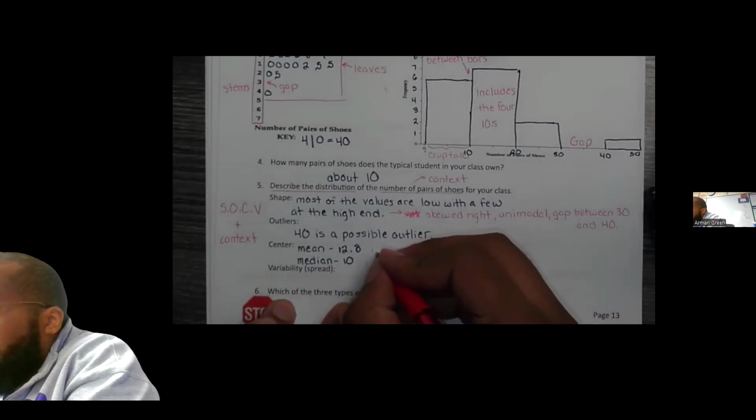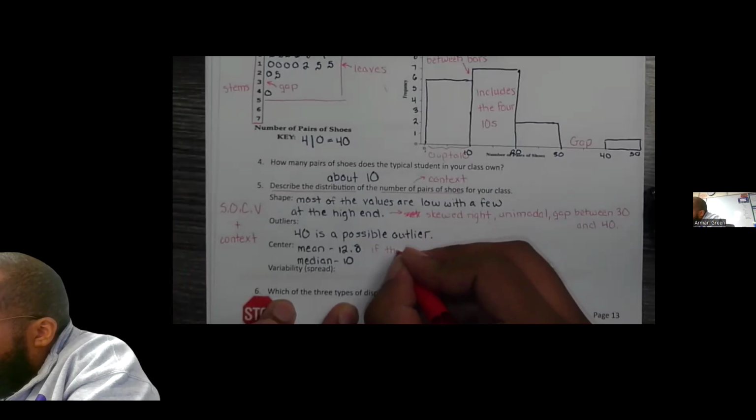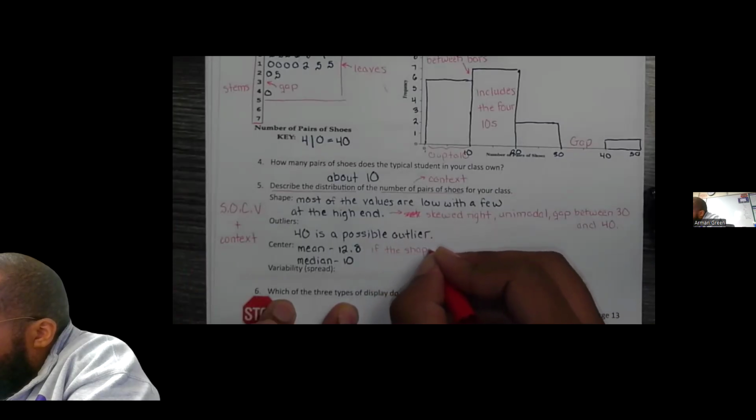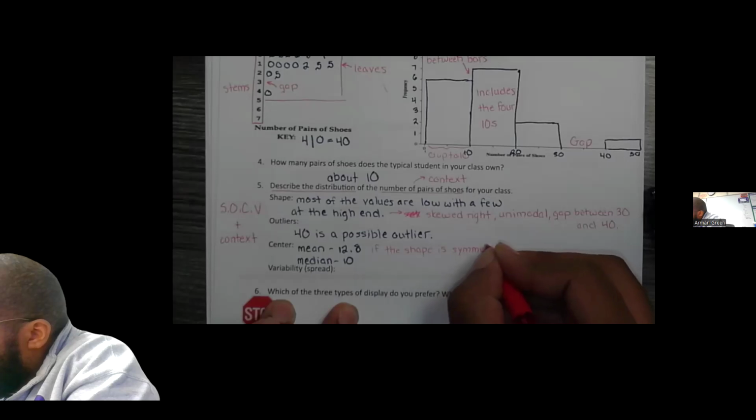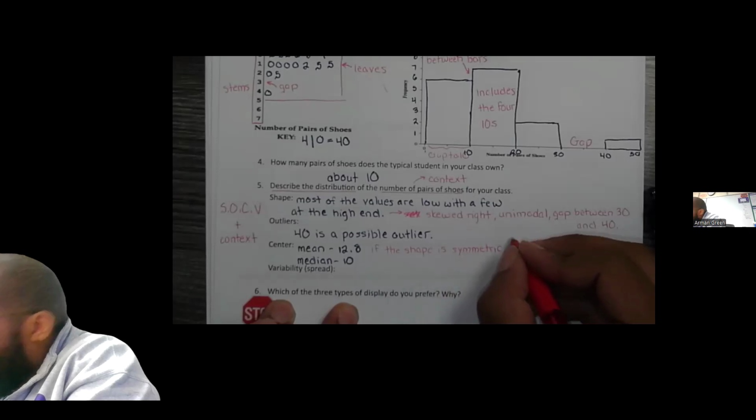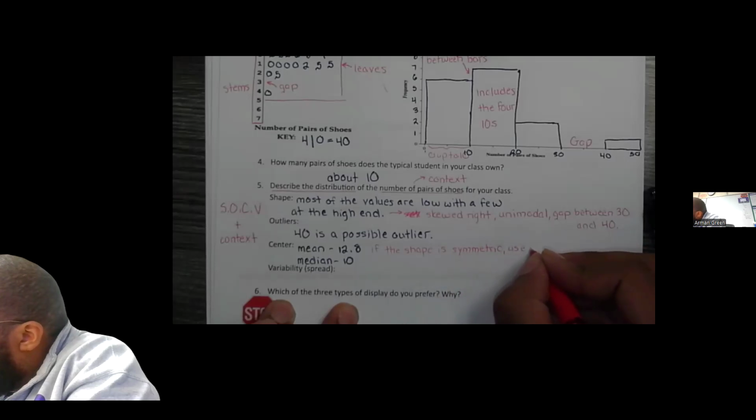So I'm going to write you a note here. If the shape is symmetric, you will use your mean as the center.